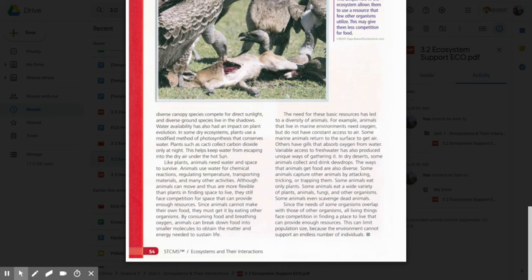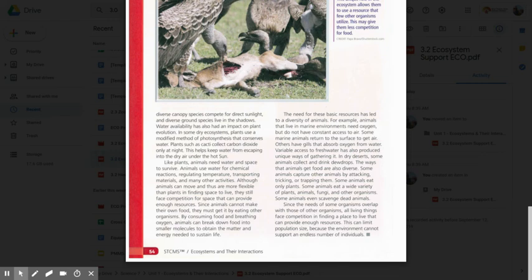For example, animals that live in a marine environment need oxygen, but they do not have constant access to air. Some marine animals return to the surface to get air. Others have gills that absorb oxygen from water. Varied access to fresh water has also produced unique ways of gathering it. In dry deserts, some animals collect it by drinking dewdrops.